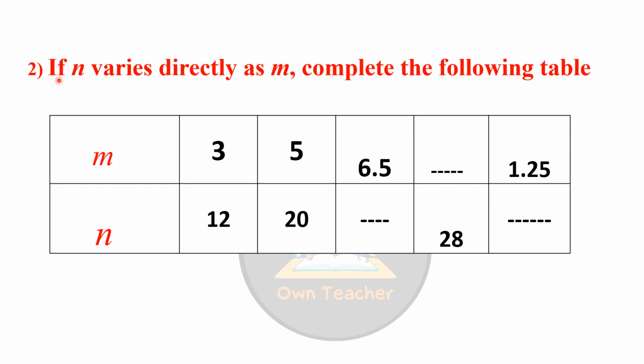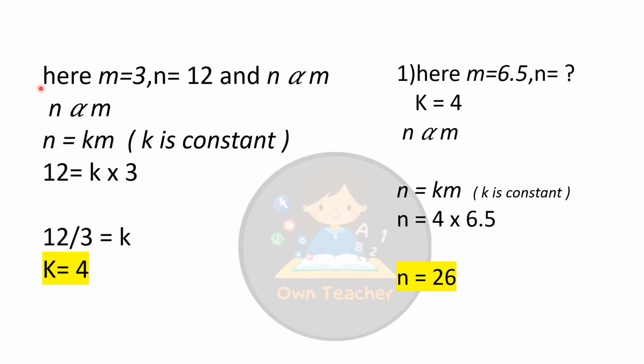Question 2. If n varies directly as m, complete the following table. Now we will find out the values. Here m is equal to 3 and n is equal to 12, and n is directly proportional to m. n is equal to km.